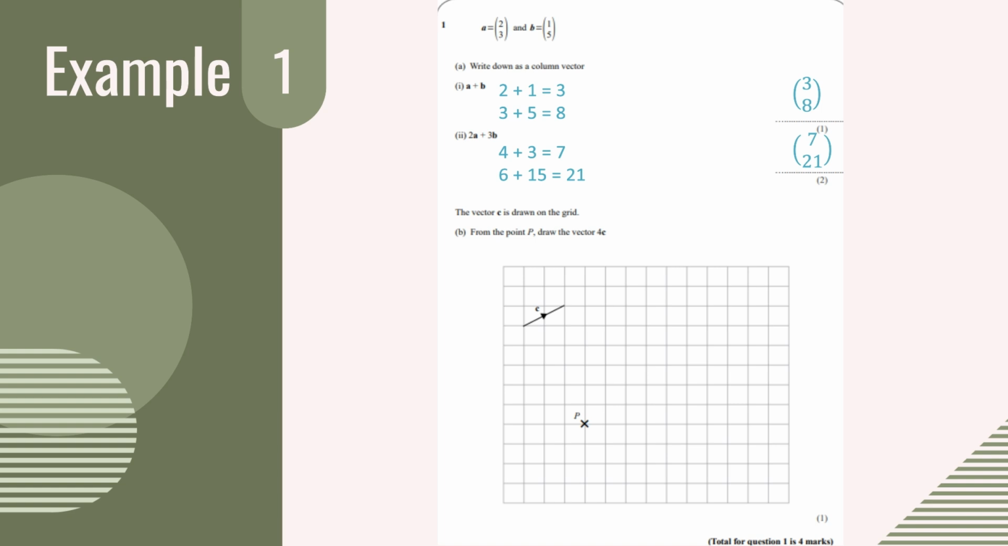The vector e is drawn on the grid. From the point P, draw the vector 4e. So we know we go 2 across and 1 up, so you simply do that in a big straight line of 4. And make sure you draw your arrow on, because this signifies that it's a vector.